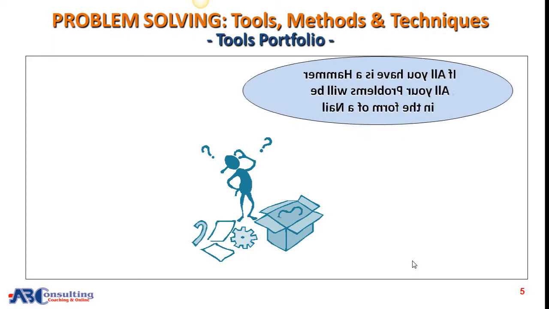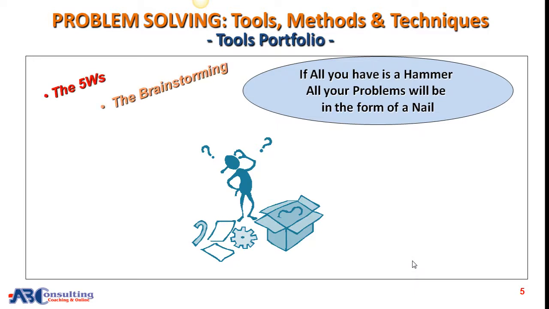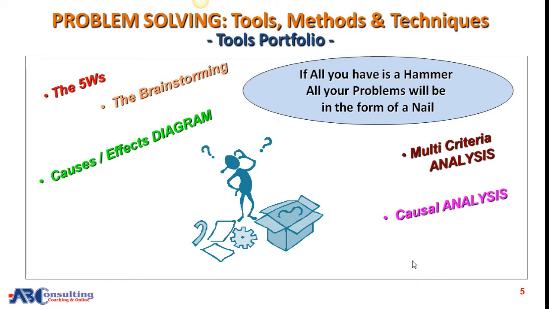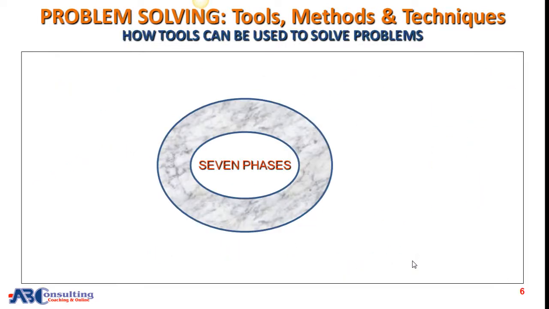You're not going to be like this guy with just a hammer, seeing all your problems as a nail. No, you are equipped now with tools, methods and techniques, and hopefully you will have the choice of using the right ones for the right job. You know the 5 W's, the brainstormings, you know how to carry out a multi-criteria analysis, how to do a cause-effect diagram, how to do causal analysis, how to use the weighted vote, how to carry out a full Pareto analysis. You are heading for this famous 7-phase method.